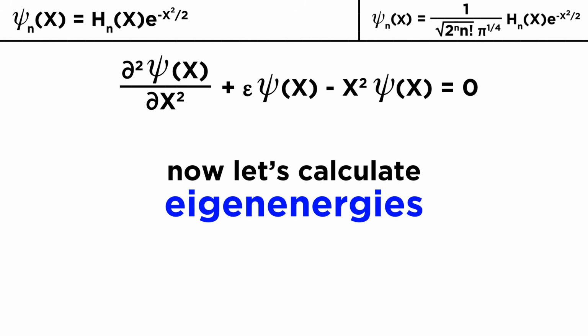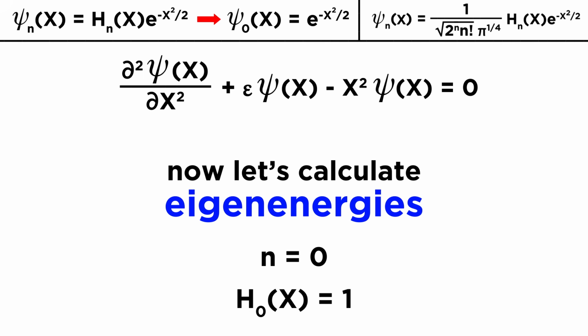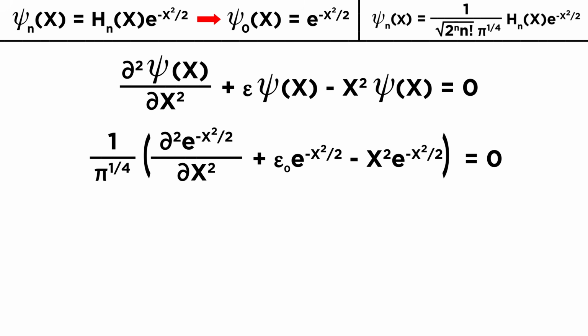Before analyzing the wave functions, let's go ahead and calculate the eigenenergies. Let's start with the eigenenergy for n equals 0. So let's set H_0 of big X equal to 1. Plugging that into psi_0 of big X, we get 1 times e to the negative big X squared over 2. Then we can plug this expression for psi_0 of big X into the Schrödinger equation, so that now looks like this.